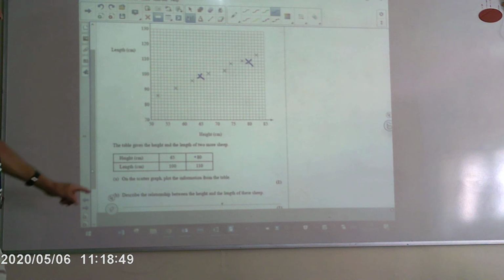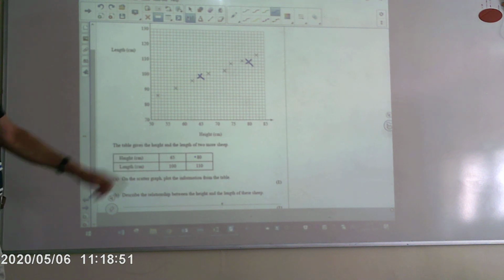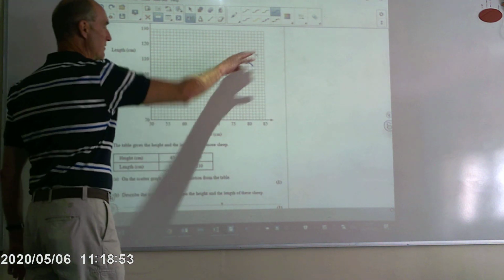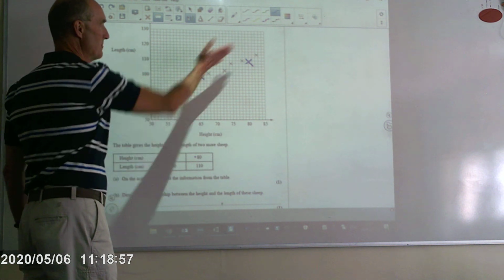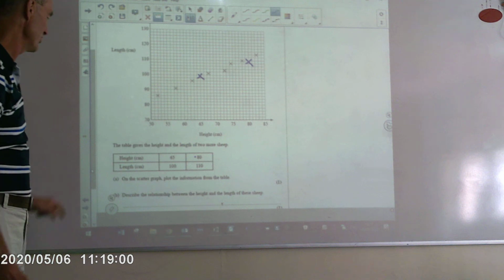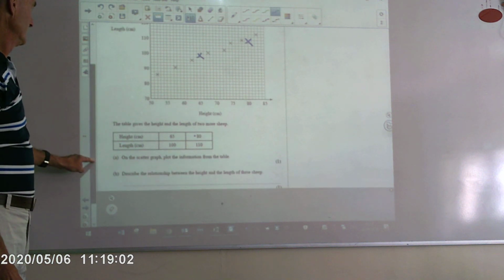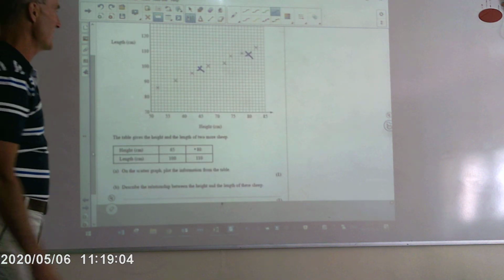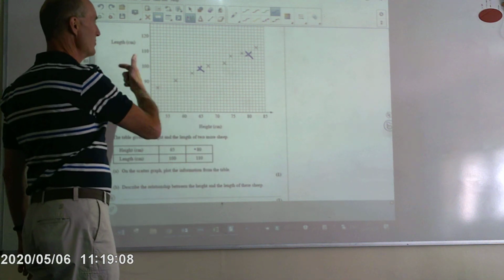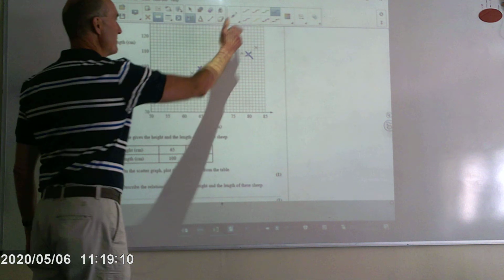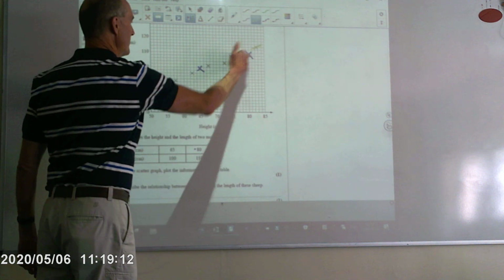Describe the relationship between the height and the length of the sheep. What is it? It's a positive correlation. As the height goes up, the length goes up. As the length goes up, the height goes up. Positive correlation is the relationship. It might ask you to make an estimate, say a sheep of a given height. How long would it be? And you just go up to your line of best fit and you'd read off the relevant value.